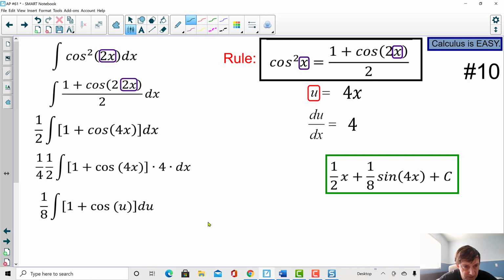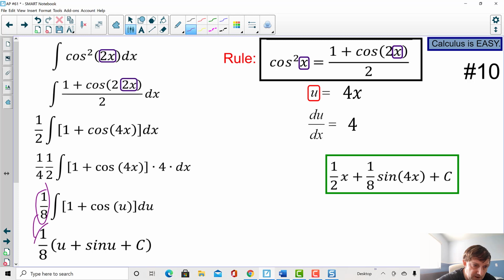Okay, now this integral is a function of u, so the integral of 1 is going to be u, and the integral of cosine is still going to be sine. Okay, you notice we bring the 1/8 down. Here's our 1/8. The integral of 1 is going to be u, because this integral was a function of u. The integral of cosine is just going to be sine. We're putting our plus c, and of course this 1/8 can go on every single piece.